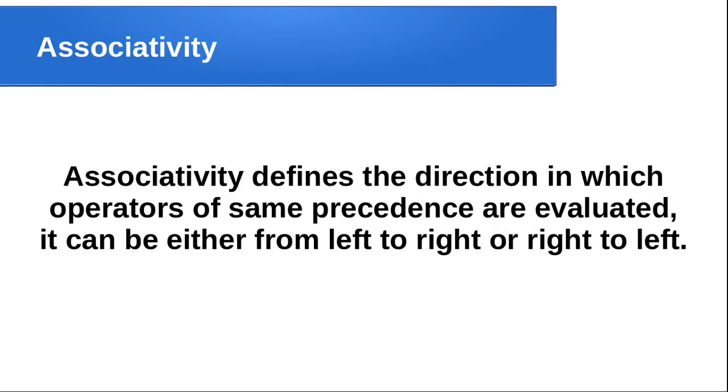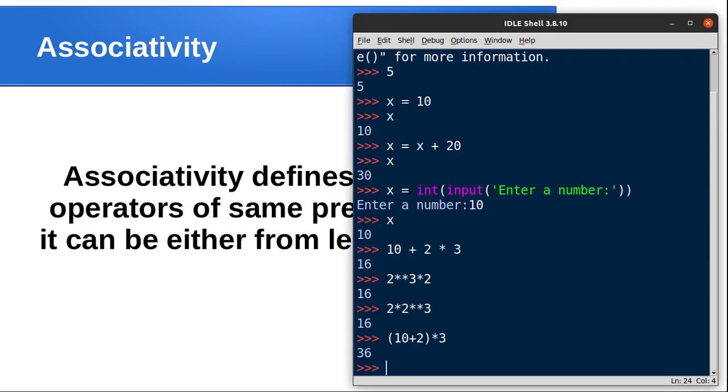And the next one, associativity. So what is meant by associativity? For example, 10 into 2 divided by 2. In this expression I have two operators, multiplication and division, and they have the same priority according to the operator precedence table. So which one gets evaluated first? This type of thing is solved by associativity.